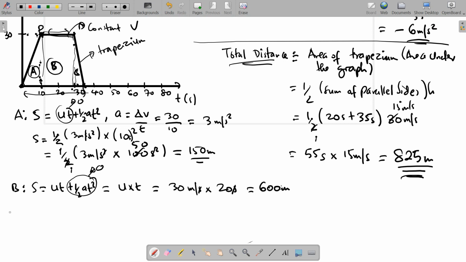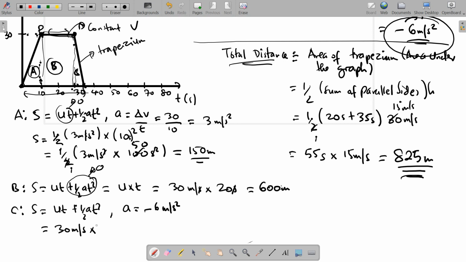From there we'll look at part C of the journey. So S is still equal to ut + ½at². Now here the acceleration on this part of the journey is deceleration. If you remember, we actually calculated it in the previous video. So it's negative 6 meters per second squared. The initial velocity here was 30. So it will be 30 meters per second multiplied by the time duration, which was 5 seconds. And then we add the second term.